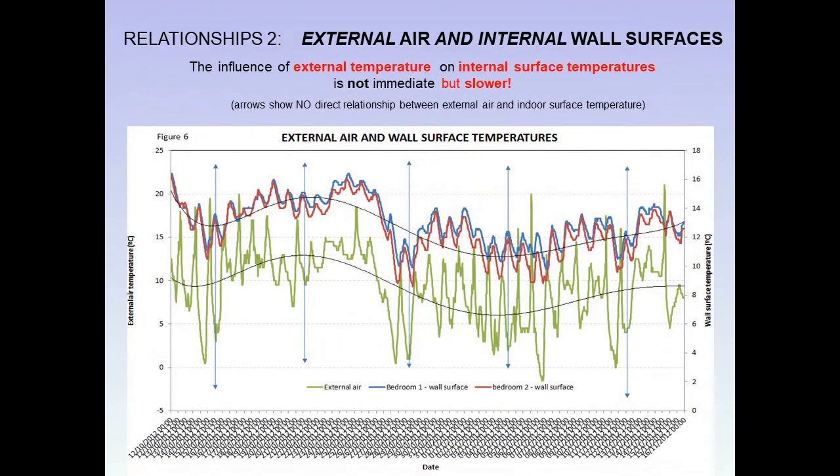On the other hand, if we look at external air and internal wall surfaces, the influence of external temperature on internal surface temperatures is not immediate, but it is much slower. And again, I've put the arrows in there simply to show that when the external air temperature drops, the internal wall surfaces didn't. They're far more related to internal air temperatures. The effects of external air on the surface temperatures, basically on the wall, are much, much slower.